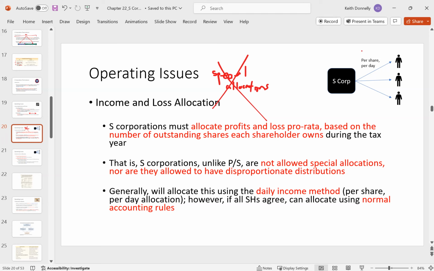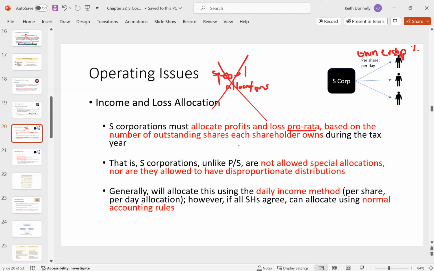Generally, when you're talking about S Corps, it's got to be based on your ownership percentage. And that's the idea here. So it's got to be pro rata based on the number of outstanding shares each shareholder held during the year. So you can't have special allocations. And likewise, that means there can't be disproportionate distributions. In other words, it's got to be even Steven, based on your ownership percentage. You can't give this guy 20% of the profits, that guy 30. It's got to be based on your ownership percentage.